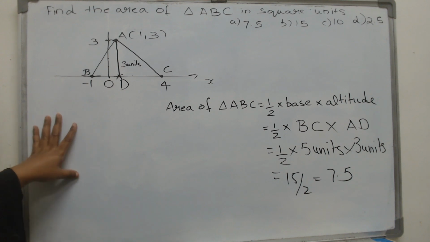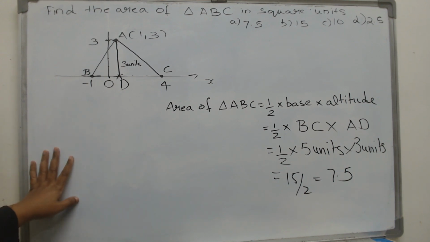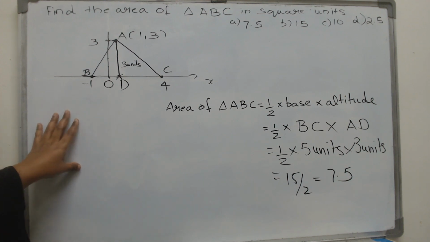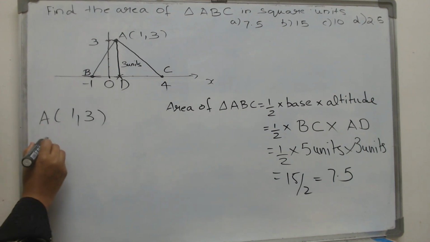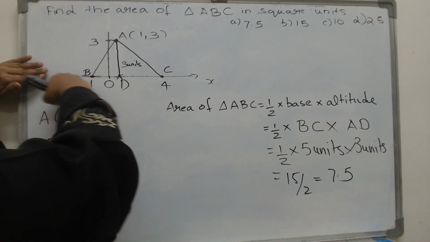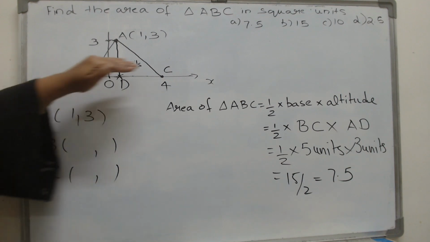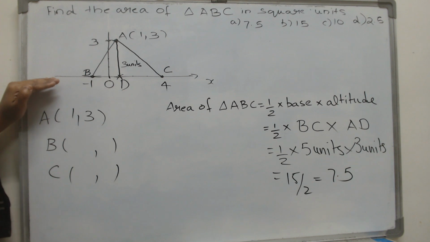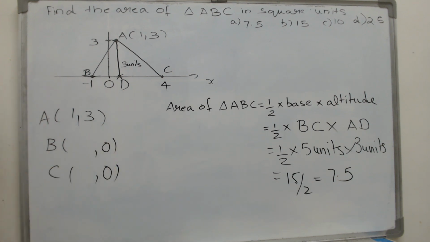But if the same question comes for a 5-mark question or a 3-mark question, what do you do? You have to apply the distance formula. So the coordinates of A are given. What about B and C? Do you notice both of them lie along the x-axis? Now what is special about the points that lie on the x-axis? Their y coordinates will be 0.